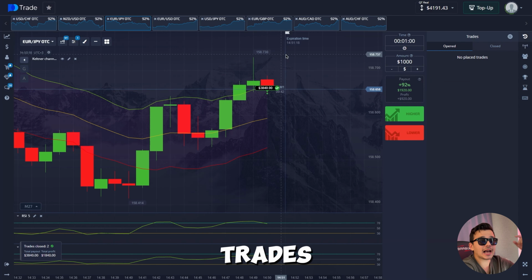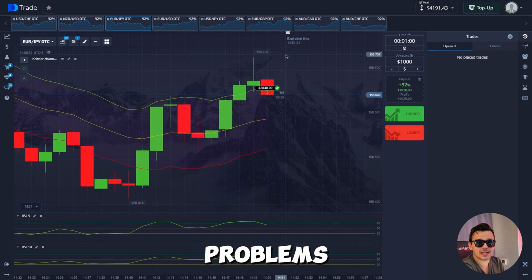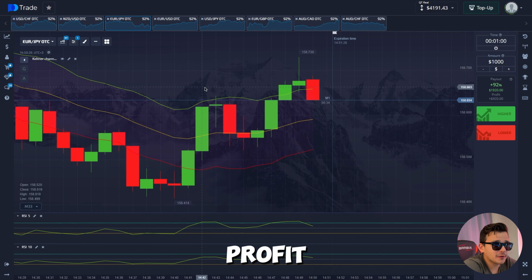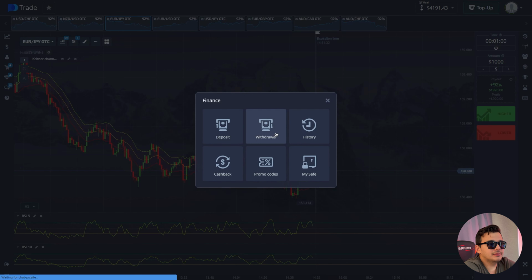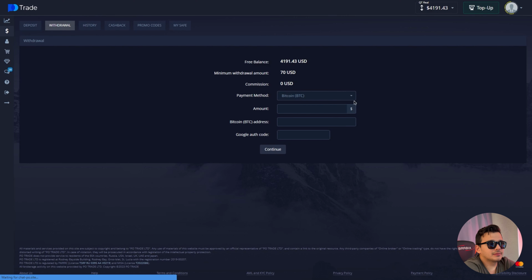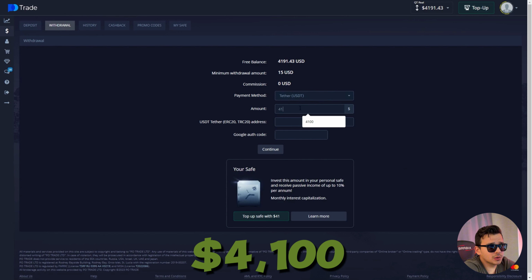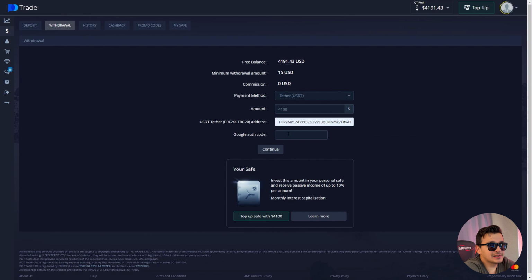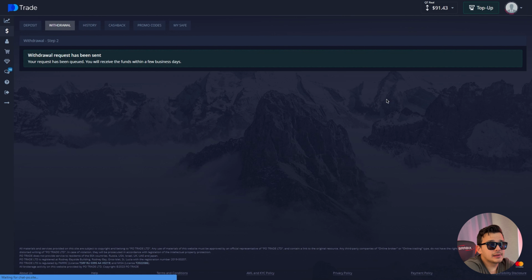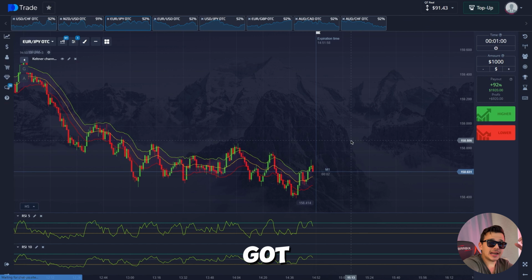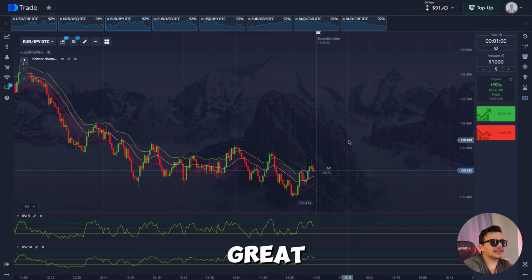And our closing trades are closing in plus without any problems. Great result for today. And I suggest to go to the exit and fix our today's profit. Let's choose a wallet and choose the amount of $4,100. And our operation is successfully executed. This is such an interesting trade today we got. Recorded a great profit today.